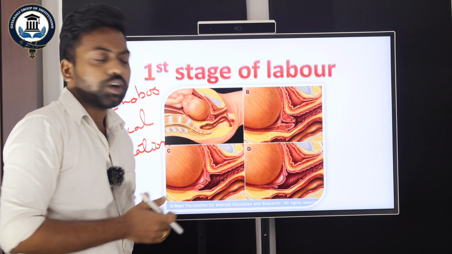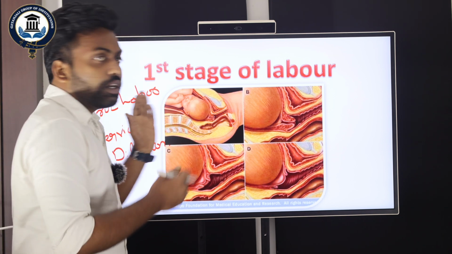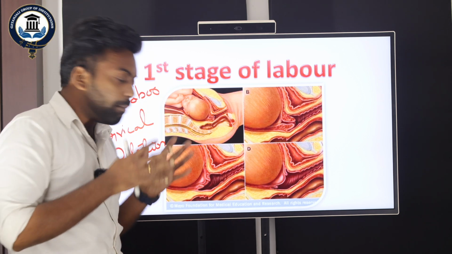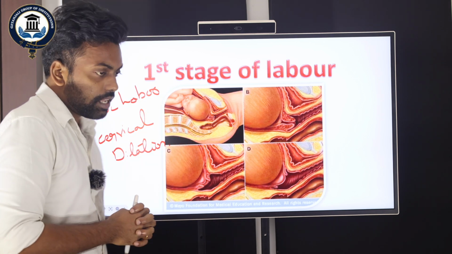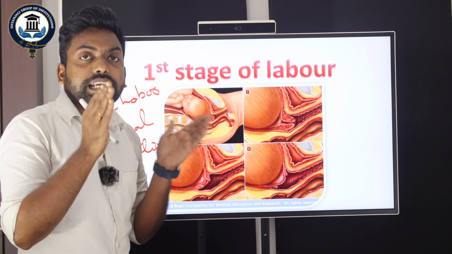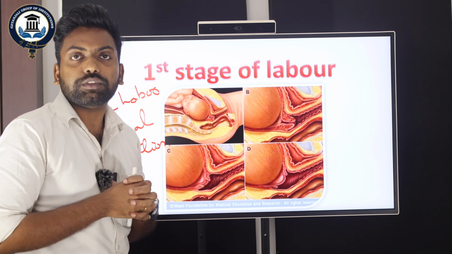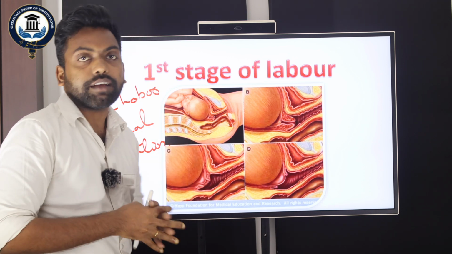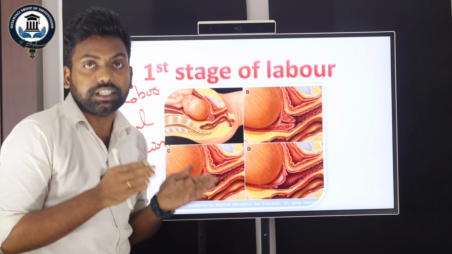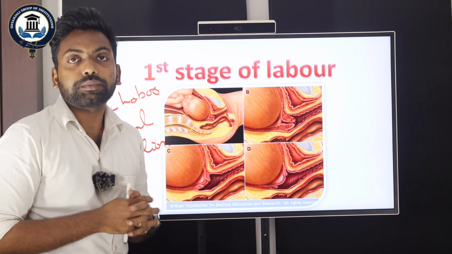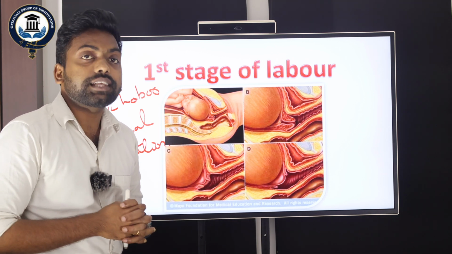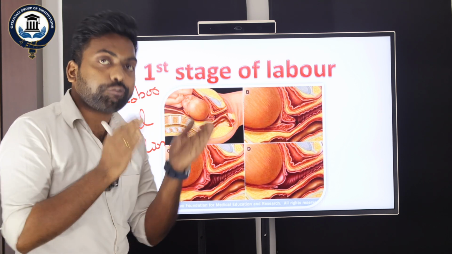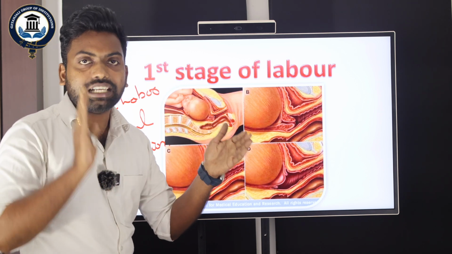I have explained the meaning of first stage labor. That is nothing but it starts with true labor pain and ends with complete dilatation of the cervix. As I told you, the first stage of the delivery process will take a time duration of 12 hours if it is a primary gravida. In the sense, if it is the first delivery mother, it will take 12 hours, whereas 6 hours will be taken for the multipara. So that is the differentiation between the primary gravida and multipara.